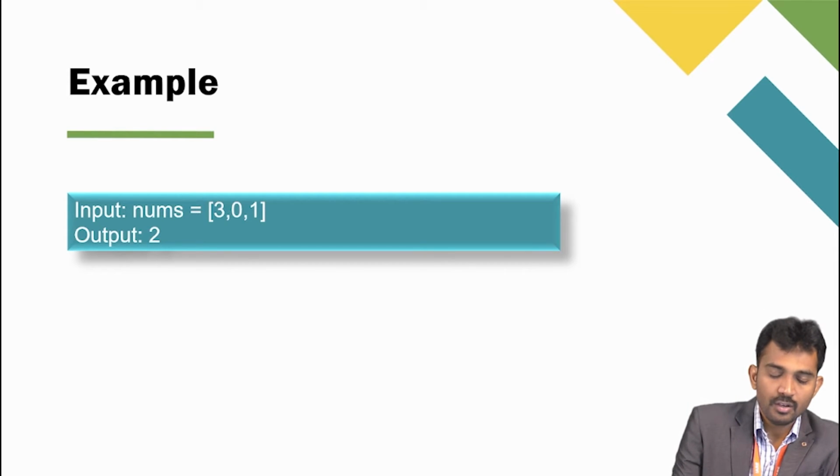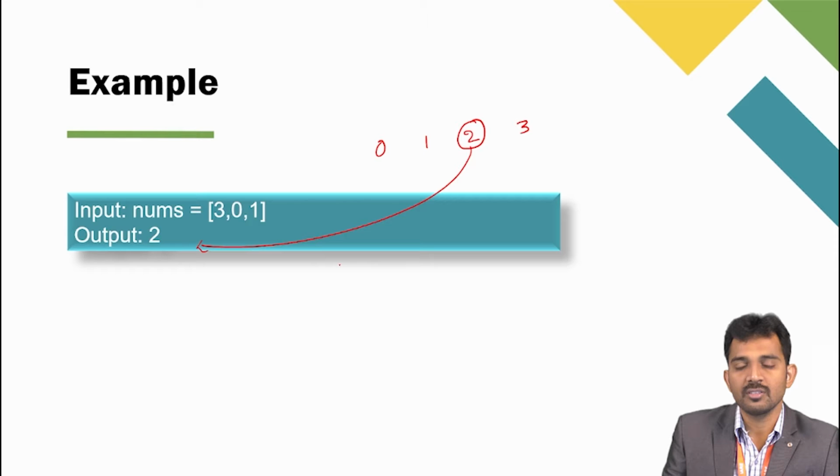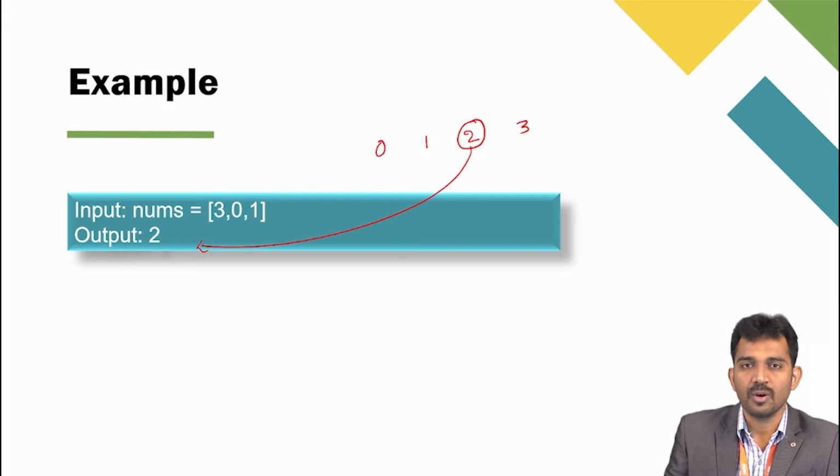If you observe clearly, what is the sum of these numbers? Here 3 is there, 0 is there, 1 is there. Generally it starts with 0, then 1, then 2, then 3. So 2 is the missing number, and that is the answer. How to find it? How to solve this problem?